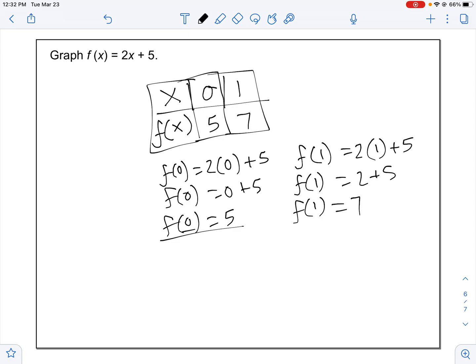And now, to graph these, we go where x is 0, y is 5, 1, 2, 3, 4, 5. And then where x is 1, y is 7. And there's our line.